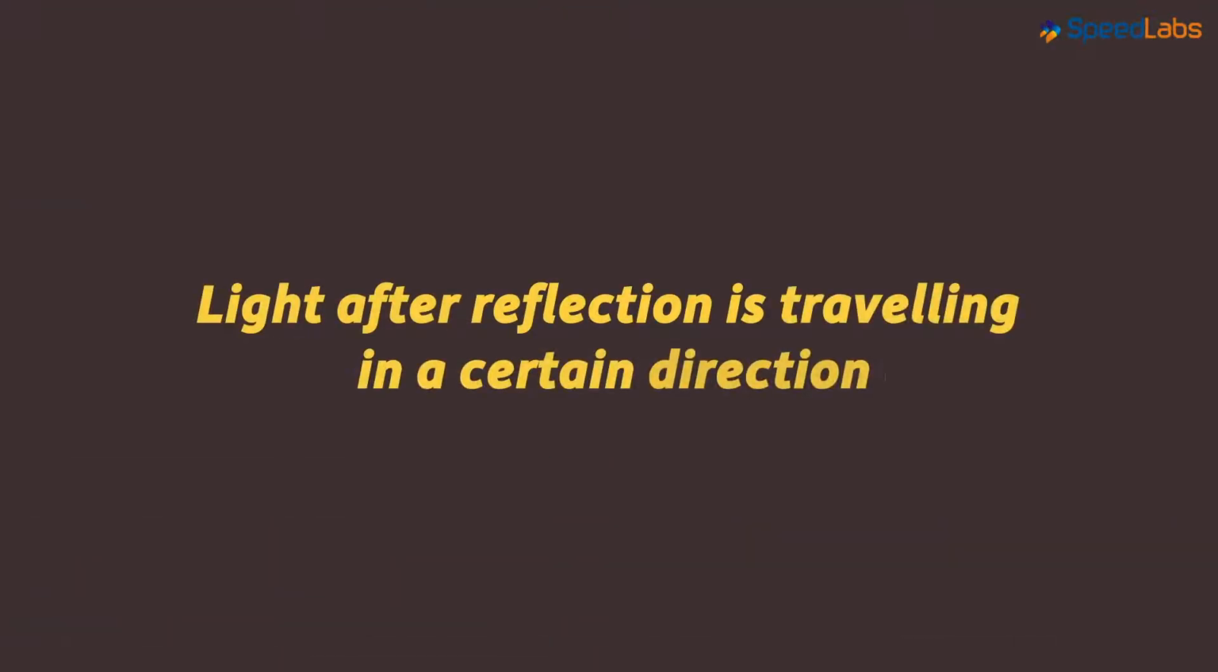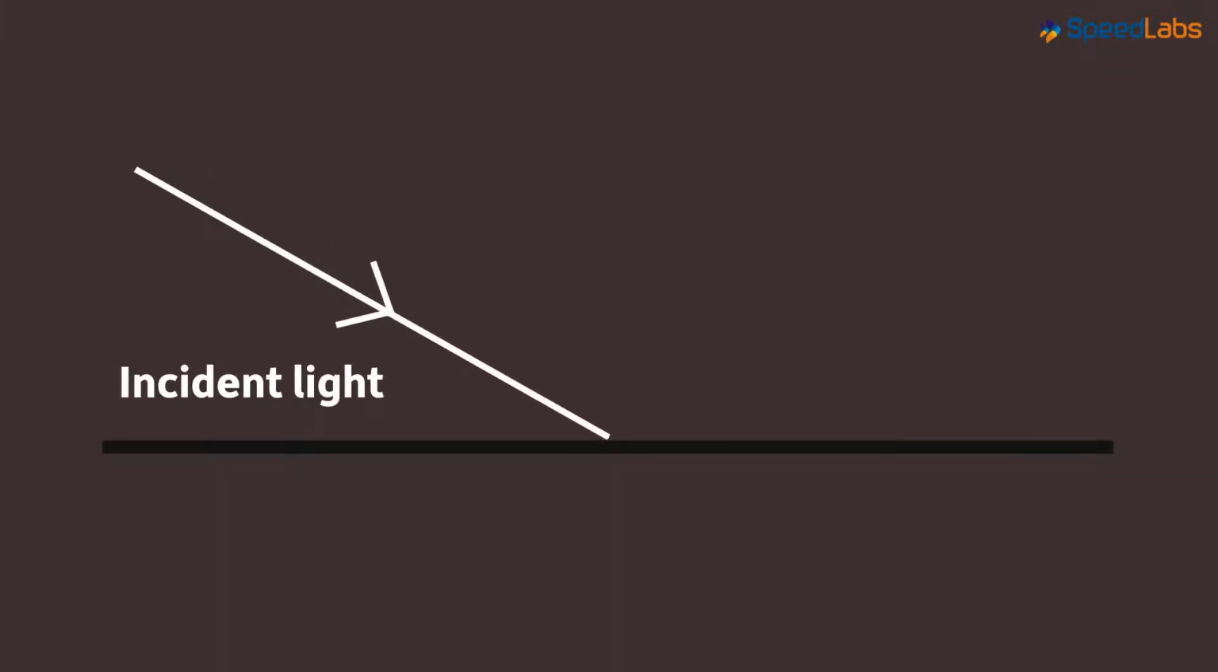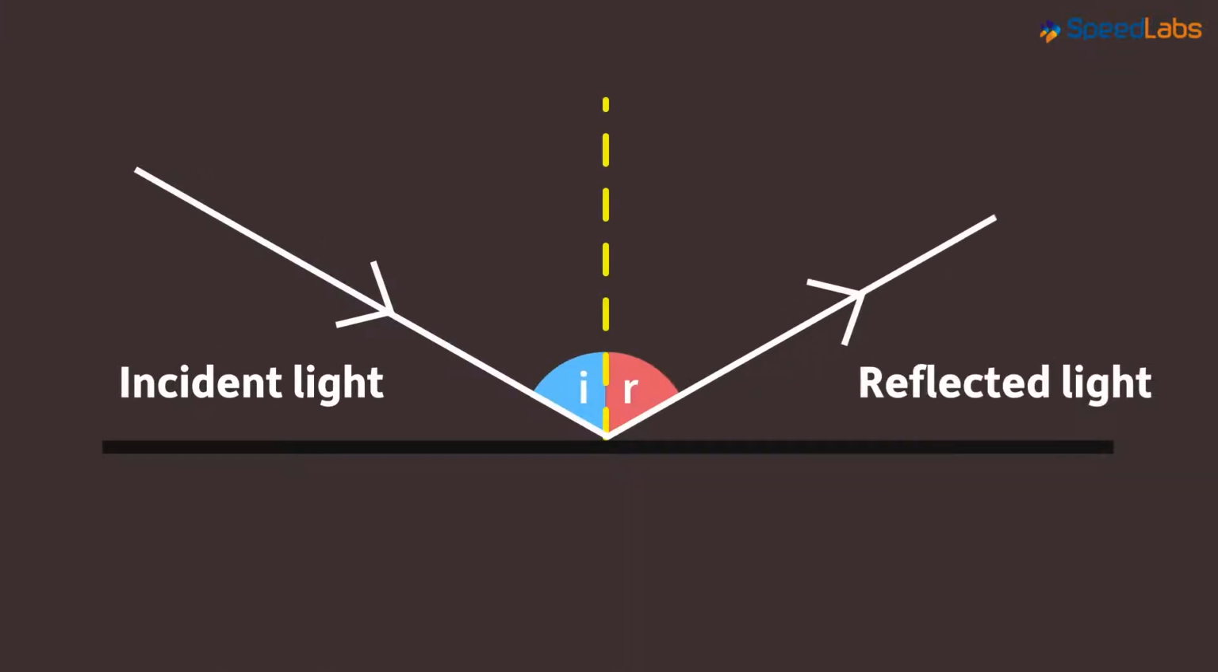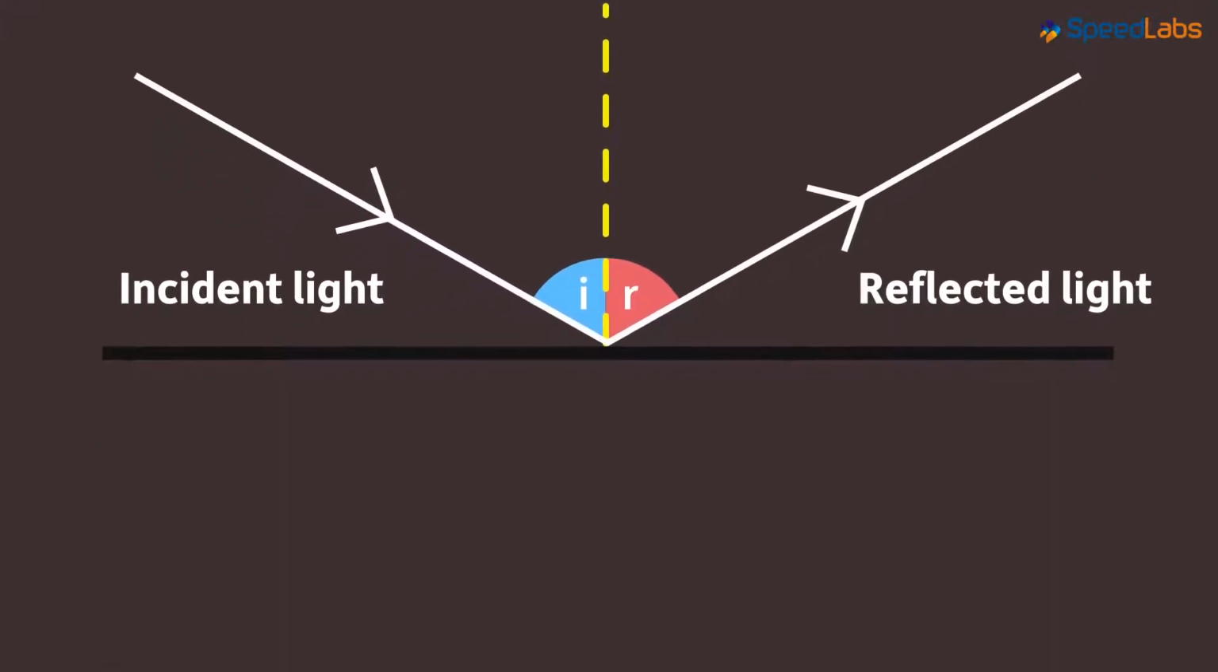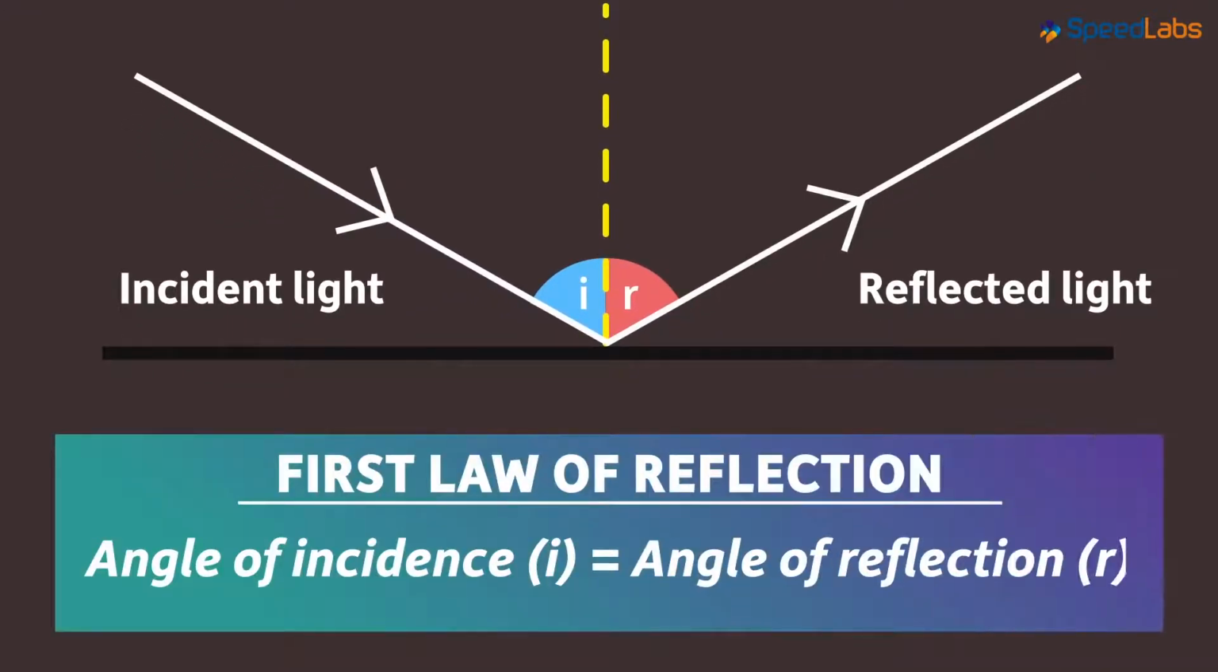The light after reflection is traveling in a certain direction. And this direction is not just any random direction. Yes, if the incident light is in this direction, then the reflected light will always be in this direction. And this concept is nothing but the first law of reflection. Yes, light obeys some laws of reflection. We will understand those laws in our next video as they require some detailed explanation.